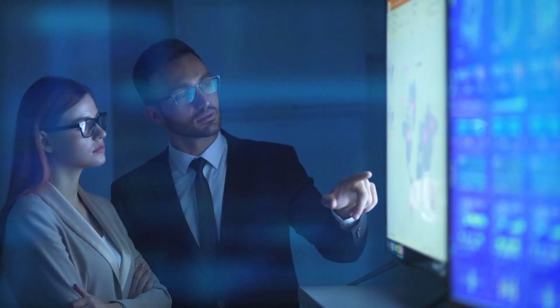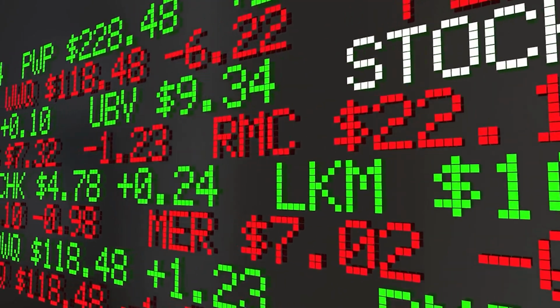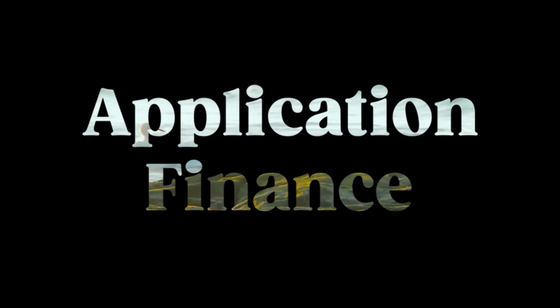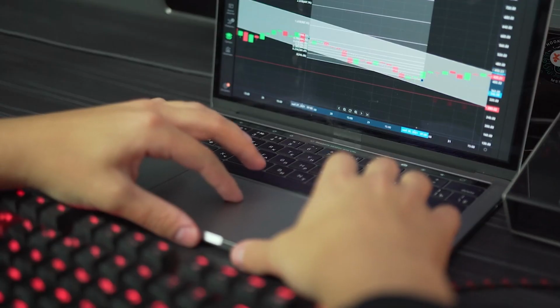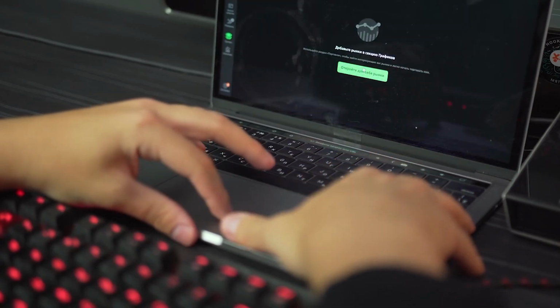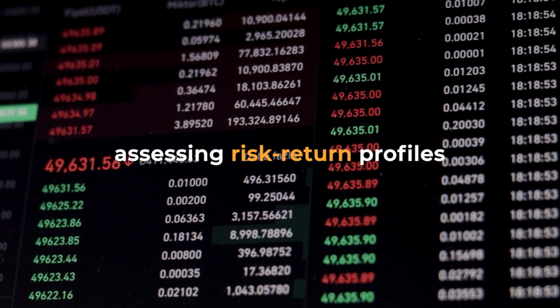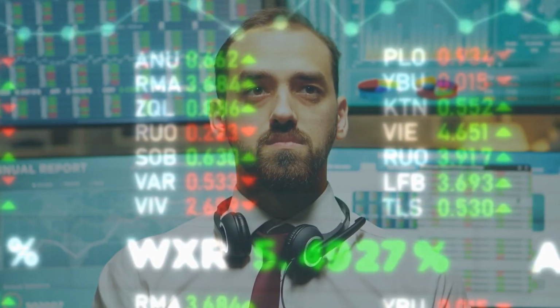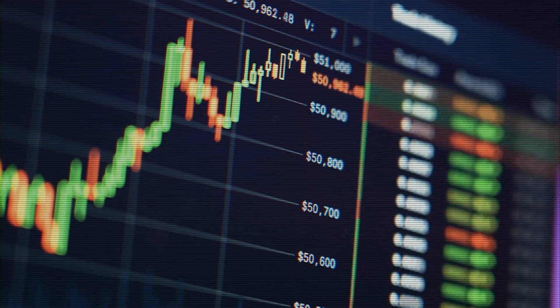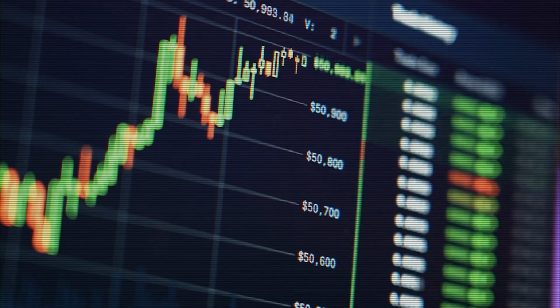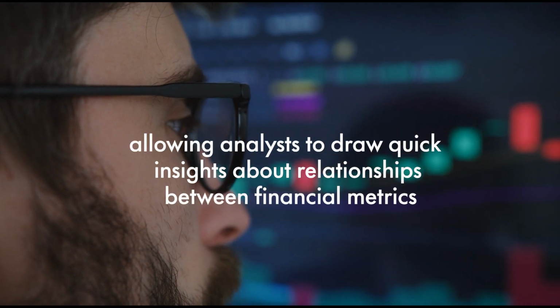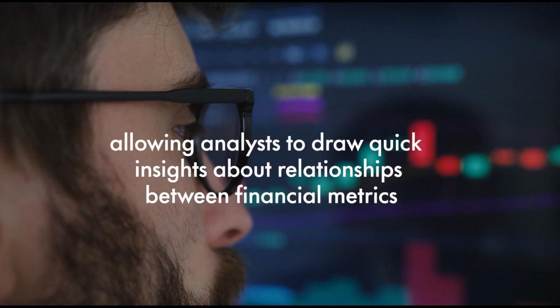This method helps analysts understand the relationship between different variables, such as the effect of past stock prices on future price movements. Application in finance. Linear regression is widely used in various financial applications, such as predicting stock prices, assessing risk-return profiles, and performing portfolio management. For instance, by analyzing past stock performance, analysts can forecast future trends. The simplicity and interpretability of this model make it indispensable in financial analysis, allowing analysts to draw quick insights about relationships between financial metrics.